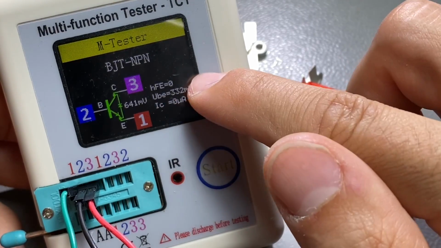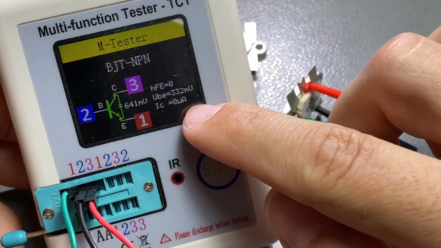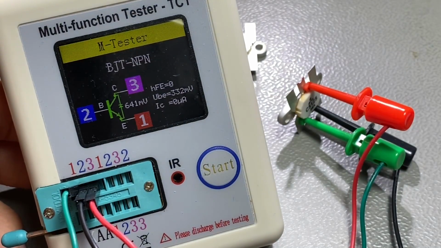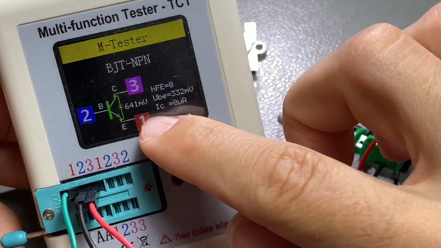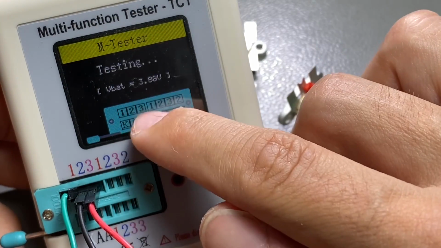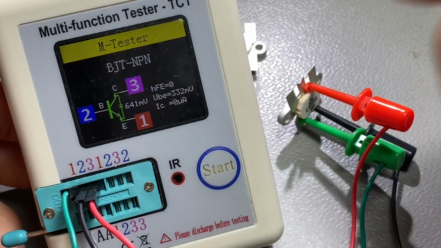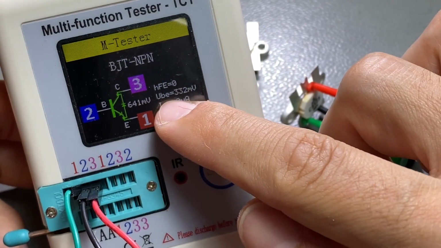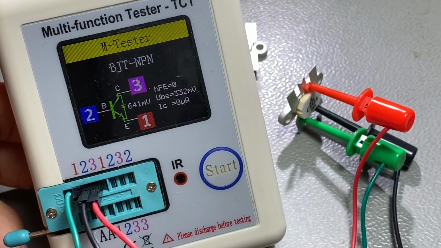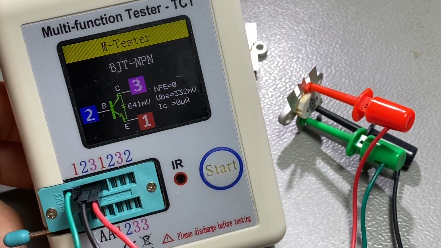As you can see, HFE is zero current. For the test, we've got this drop for these diode, but most importantly, we have a base emitter voltage of 332 millivolts, which is not what I would expect.